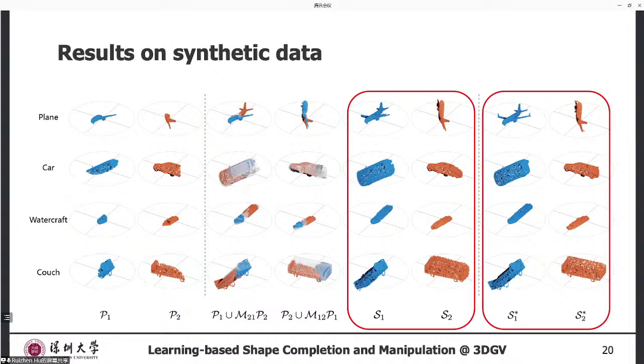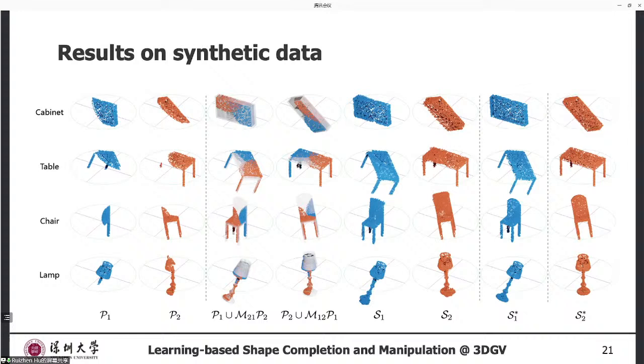Here are the results on the other four categories. We can see that both the registration and the completion module in our CTFNet can work well for parts given in two different orientations.